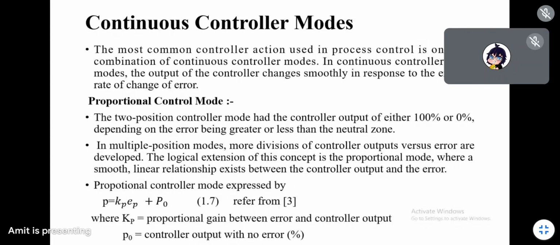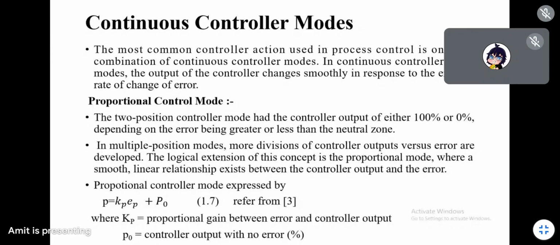In proportional mode, a smooth linear relationship exists between your controller output and the error. Like I have previously told you, when your error is 1%, your controller output is 1%. So it is a discrete point at each error point. If you take an error of 1%, then your controller output is something. When the error is 2%, it is something. When the error is 3%, it is something. Like that.